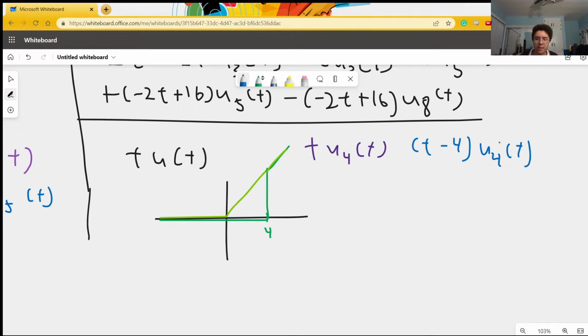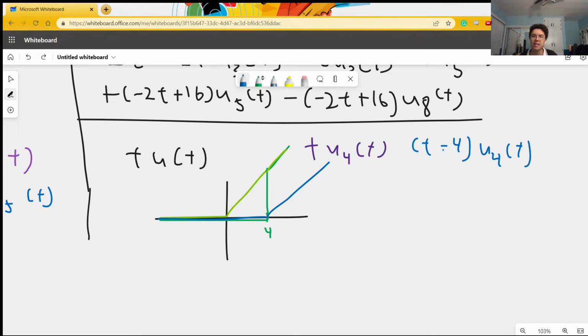Of course, as long as t is less than 4, the unit step function is off, so it's just a plain 0. But at 4, well, let's plug in 4 here. 4 minus 4 is 0. 5 minus 4 is 1. So what we end up getting is a function that looks just like t, but it starts a little later.